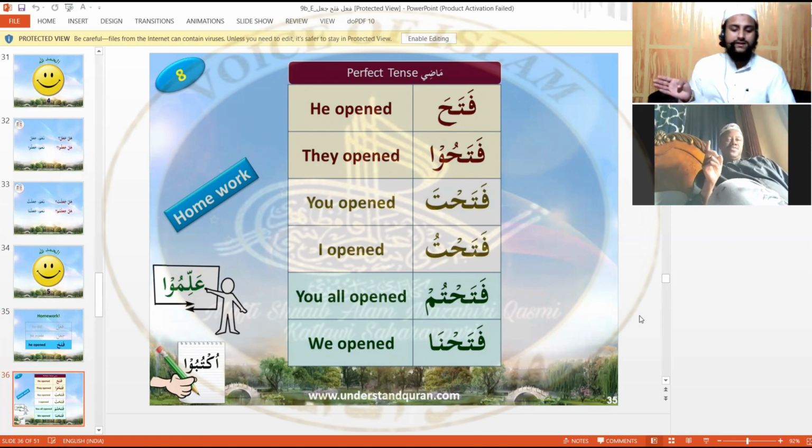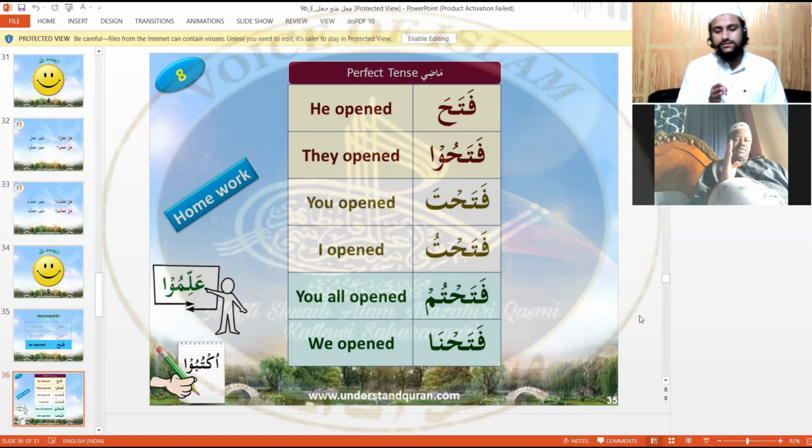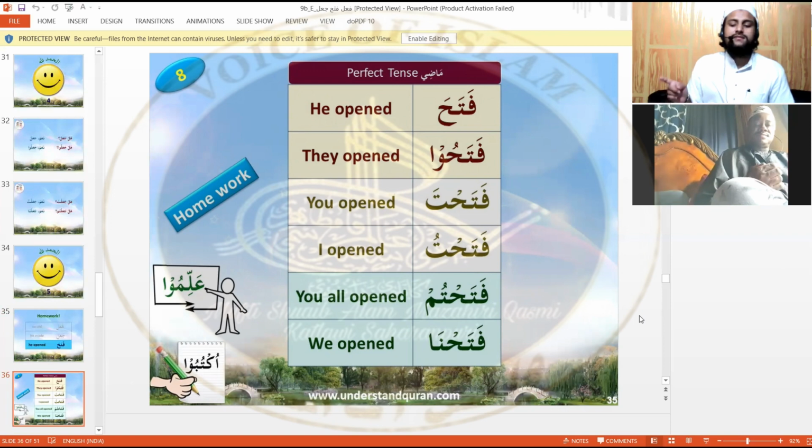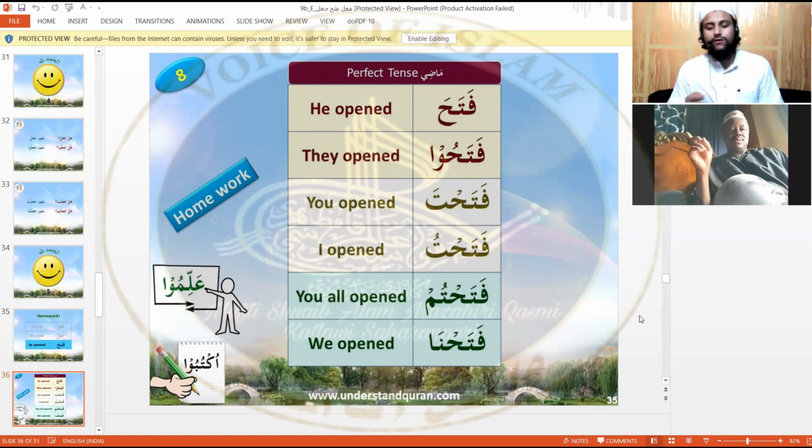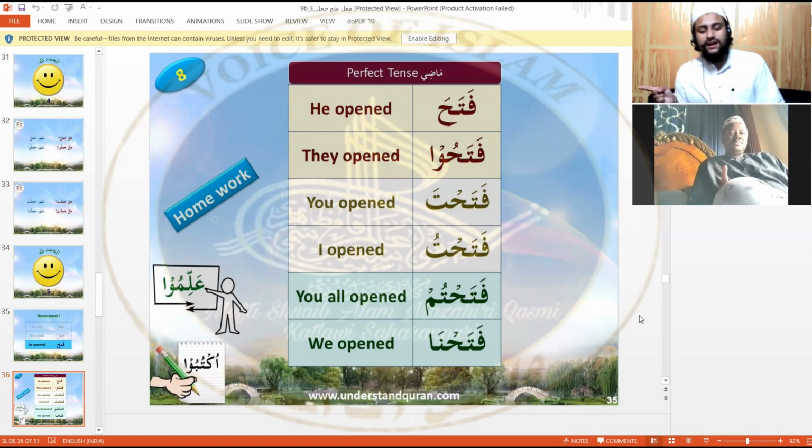Fatahu, they opened. Fatahta, you opened. Fatahtu, I opened. Fatahtum, you all opened. Fatahna, we opened. So fataha means to open something, al-fath. Fataha, he opened.